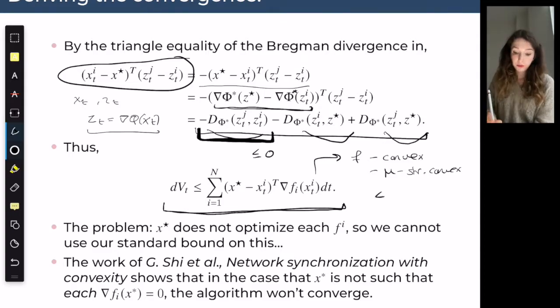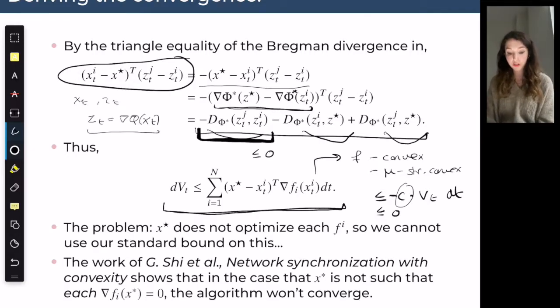And then, as usual, as we did before, bound this by the negative minus some constant c times Vt dt, so that we can, by integrating, obtain exponential convergence with convergence rate c. Or at the very least, we would like to say that this is smaller than 0, so that we can at least show some convergence. If the Lyapunov function is decreasing, we can show indeed convergence to x star.